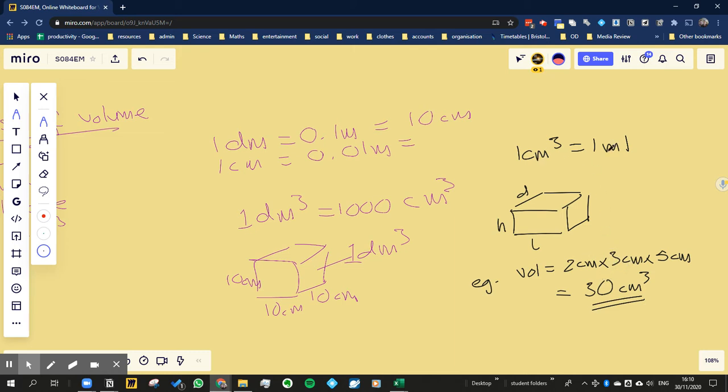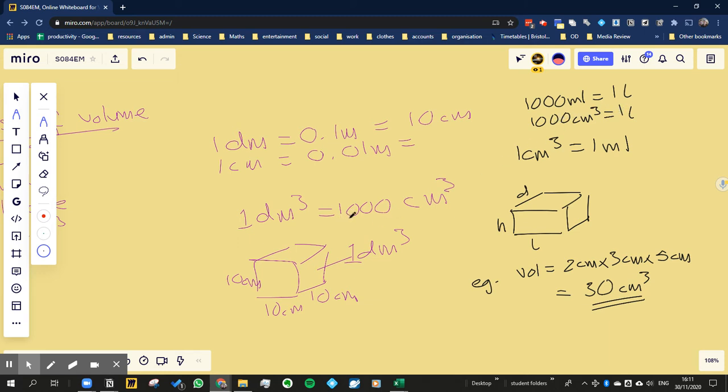And it just so happens that 1 centimeter cubed is equal to 1 milliliter. That would mean that because we know 1,000 milliliters is equal to 1 liter, 1,000 centimeters cubed is equal to 1 liter, right? So why is it that 1 decimeter cubed is equal to 1,000 centimeters cubed? You can see why that is equal to that.